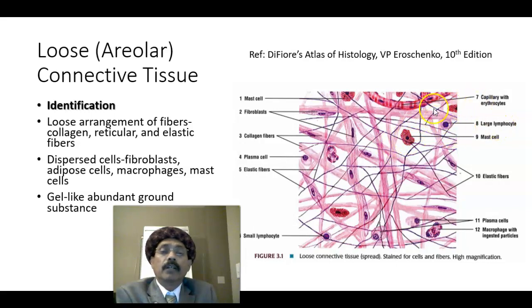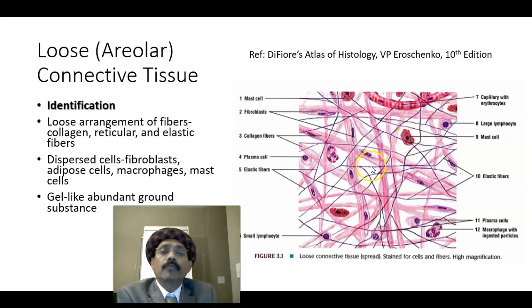And the cells are distributed among the fibers. Okay, and the ground substance is a gel-like substance. So the cells will be embedded there, the fibers will be embedded there. So we are seeing here the collagen fibers present here. We have also elastic fibers, the blood vessel like capillary containing RBC. It also has nerve supply, and it contains multiple types of connective tissue cells like the fibroblast.